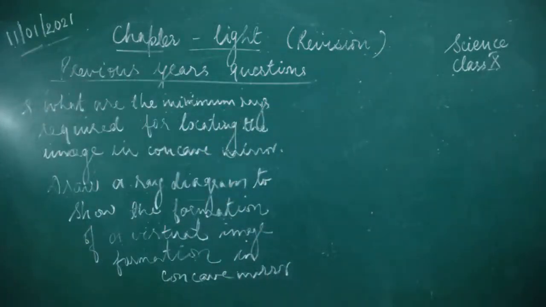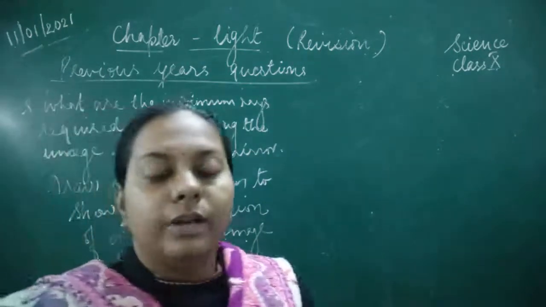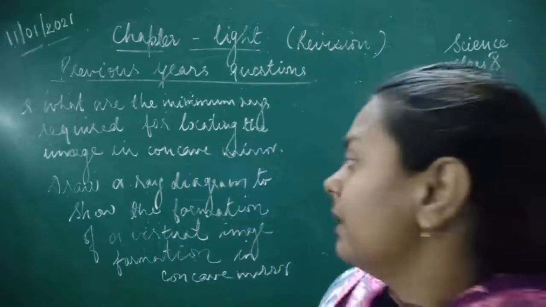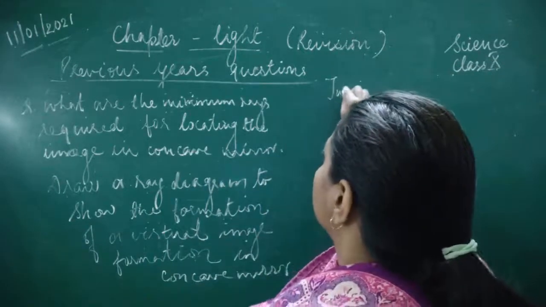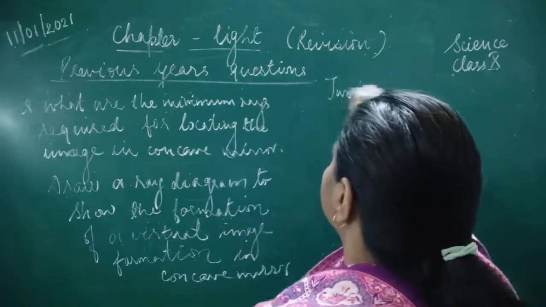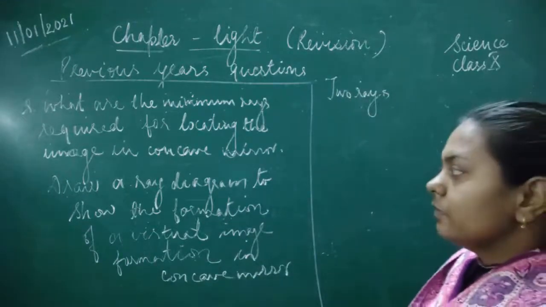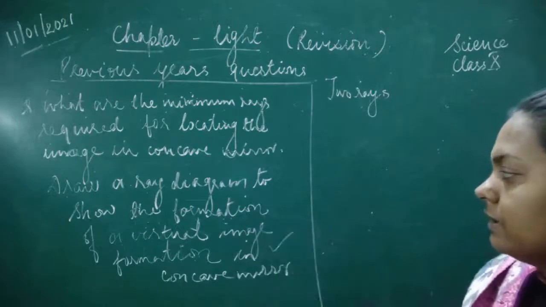So everybody knows that minimum we require 2 rays for the image formation. We require how many rays? The answer is 2 rays are required. 2 rays are required for the formation of the image. The first question is complete.